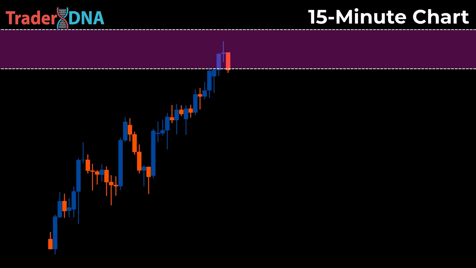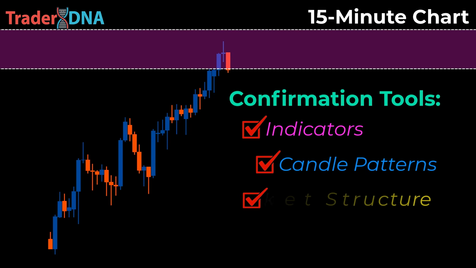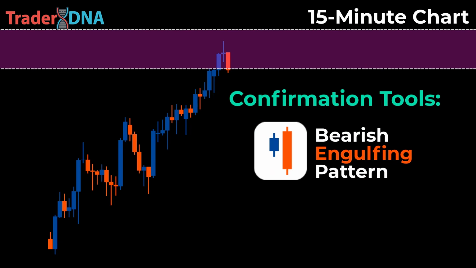On the 15-minute chart, look for signs of bearish momentum to see if the price will reverse from the order block. You can use various confirmation tools, such as indicators like the MACD, bearish candlestick patterns, or a change in market structure. My favorite confirmation tool is the bearish engulfing candlestick pattern. It's simple but effective. A bearish engulfing pattern occurs when a smaller bullish candle is followed by a larger bearish candle that completely engulfs the previous one, signaling a potential reversal.